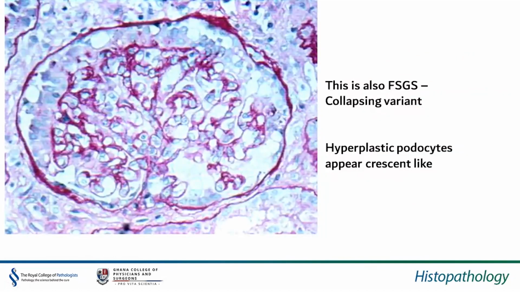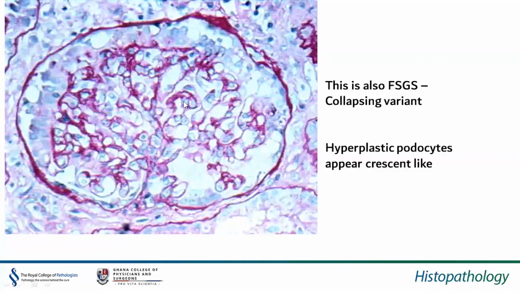Now, this is also FSGS, and this is the collapsing variant of FSGS. Here, the degree of damage to the podocytes is very severe. In fact, this is one of the situations where the podocytes paradoxically not only increase in size, they not only undergo hypertrophy because of damage, they not only swell, but they also multiply, and they form this cap-like, crescent cap-like structure over the outer aspect of the glomerular tuft. And this is the collapsing variant.